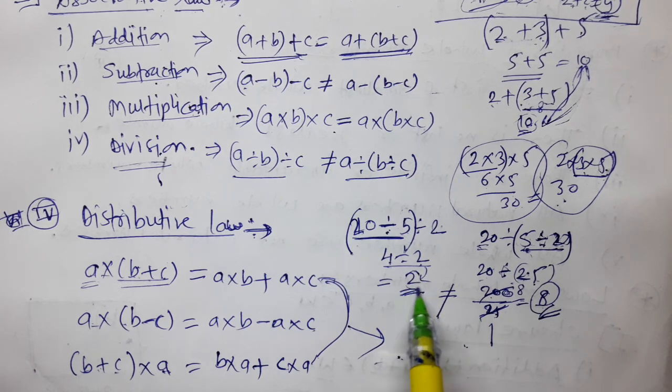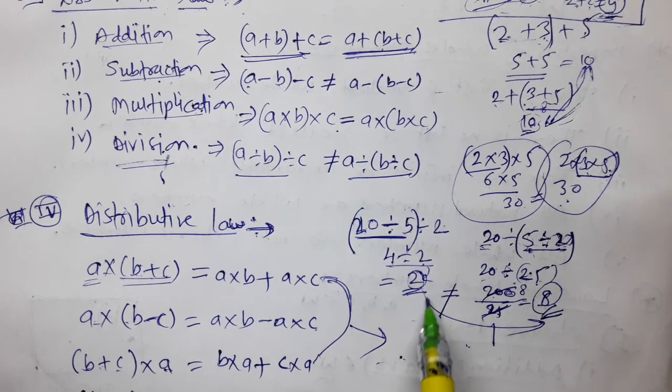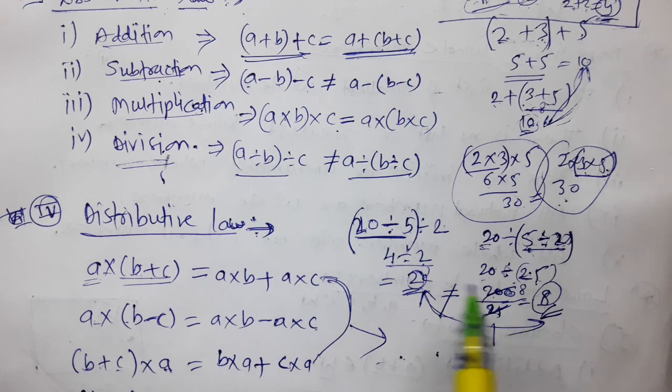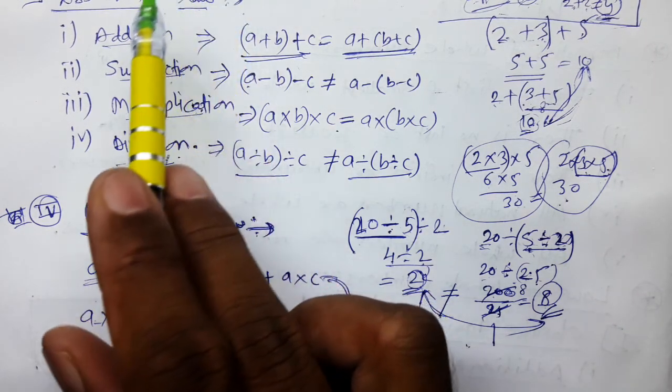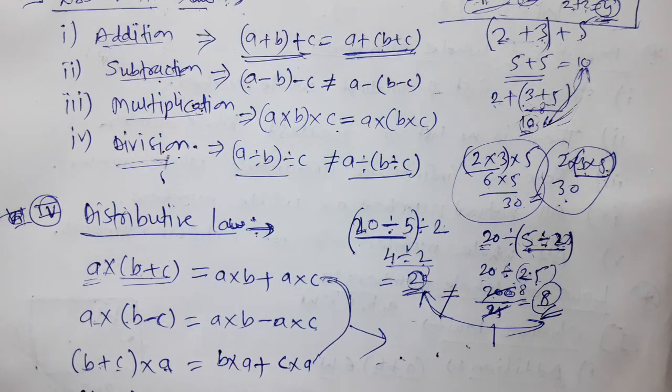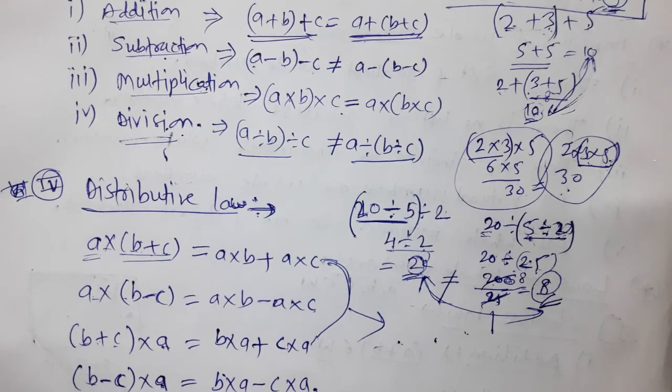And here the result is 2. So both the results are different. Hence, division of whole numbers is not associative. We can say that division of whole numbers is not associative.